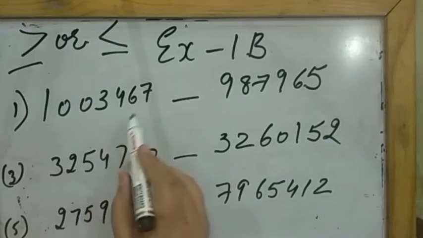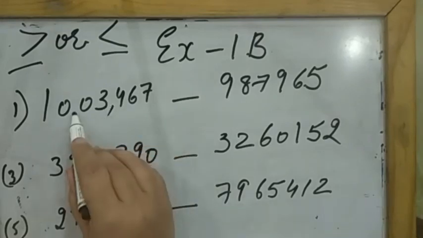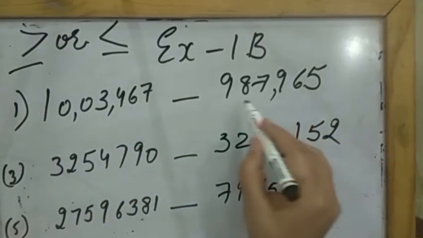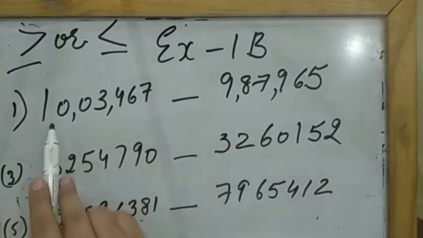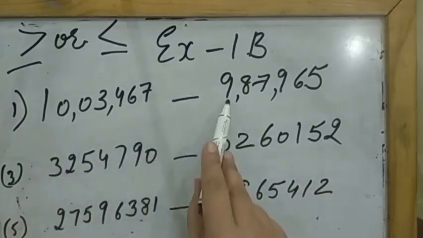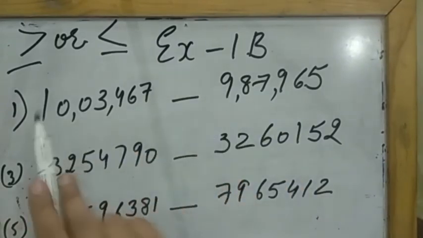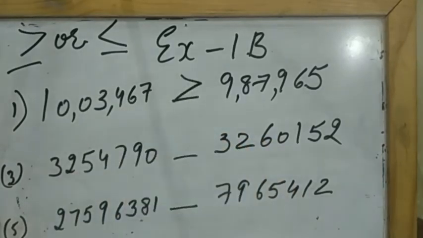So first of all, I'll put the commas in this. So if I start reading, this is 10 lakhs and this is 9 lakhs. So 10 lakhs is bigger, so I'll put the sign of bigger here, and then I'll take this third part.